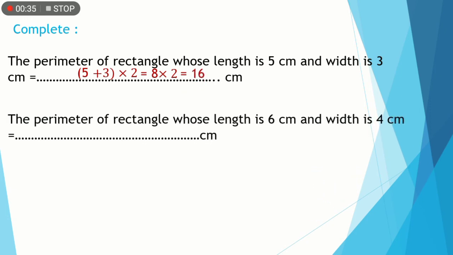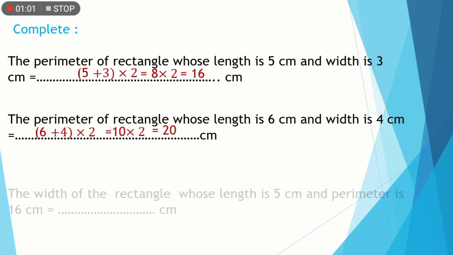The perimeter of a rectangle whose length is 6 centimeters and width is 4 centimeters. How can I get the perimeter? Perimeter of a rectangle, length plus width all times 2. 6 plus 4 times 2. 6 plus 4 equal 10. 10 times 2 equal 20 centimeters.